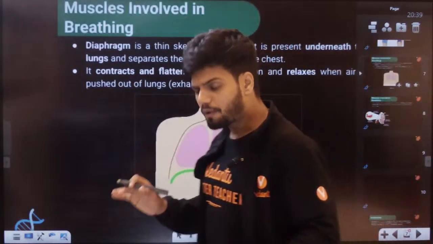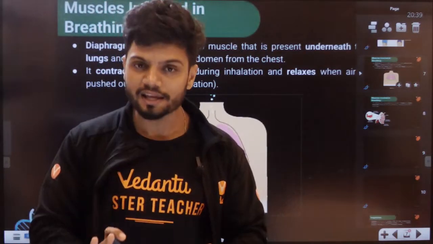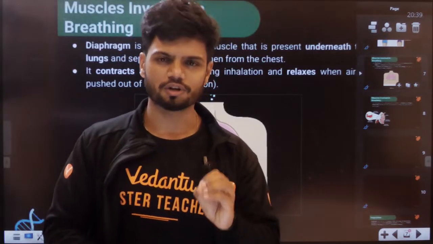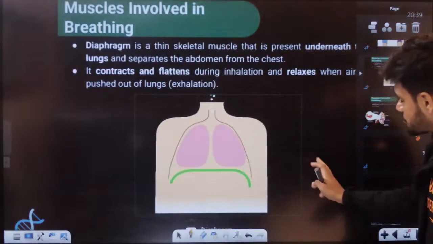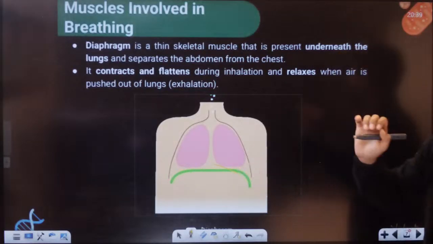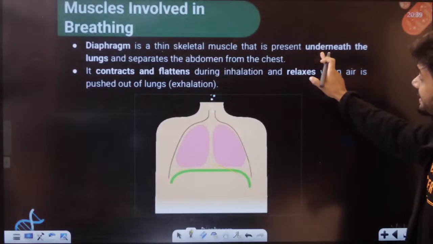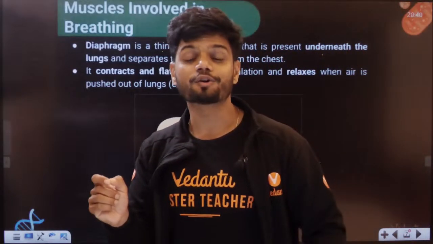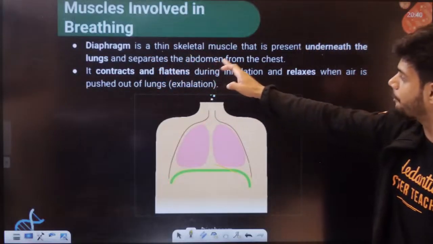Now, I want all of you to understand, जब inhalation, exhalation, inspiration, expiration करते हैं ना, there is a muscular structure which also responds along with inhalation and exhalation. That muscular organ is called the diaphragm, students. The diaphragm is a thin skeletal muscle that is present underneath the lungs. Lungs के नीचे की तरफ there's a structure called the diaphragm, and it separates the abdomen from the chest.